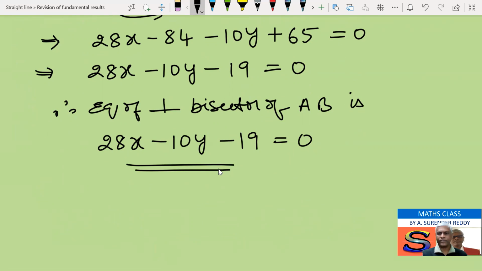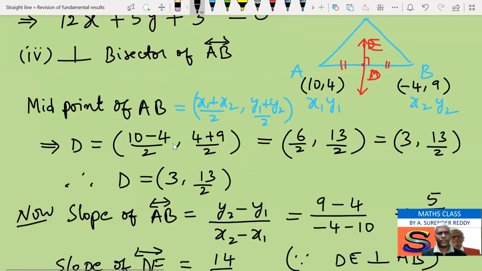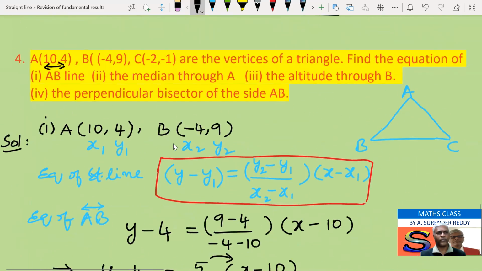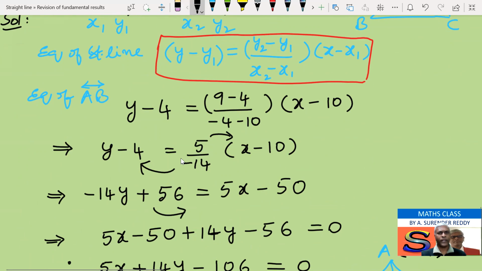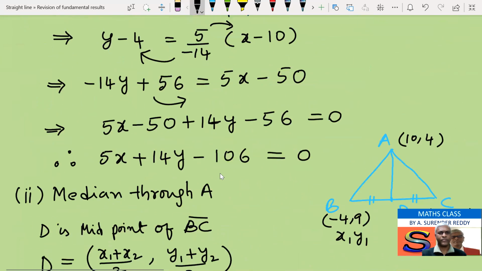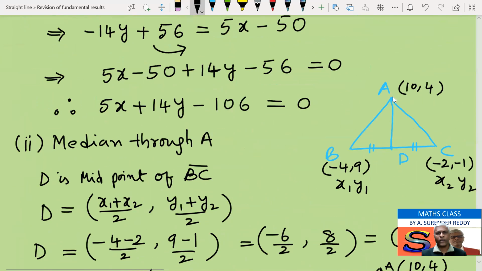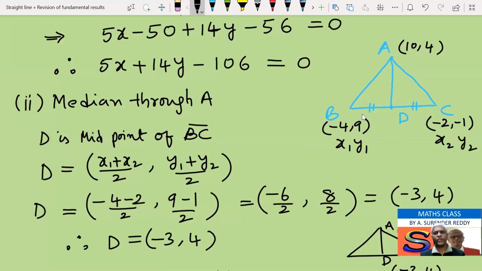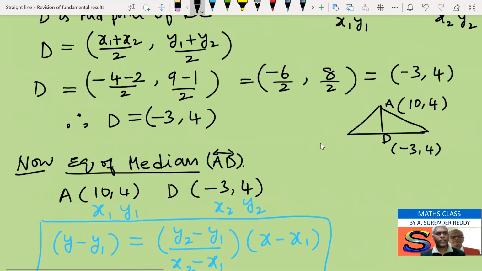So this is how we find all the different lines, the equation of a side of a triangle by using the 2-point formula, that is the equation of AB first, using the 2-point formula taking AB, and the median. What is a median? Already explained in previous classes. Median is the line joining the midpoint of the opposite side to its vertex. So finding the midpoint and using the 2-point formula, first find the midpoint D and next AD. Using AD points, you can find the equation.